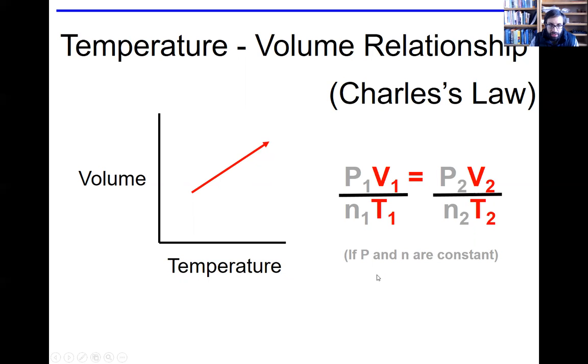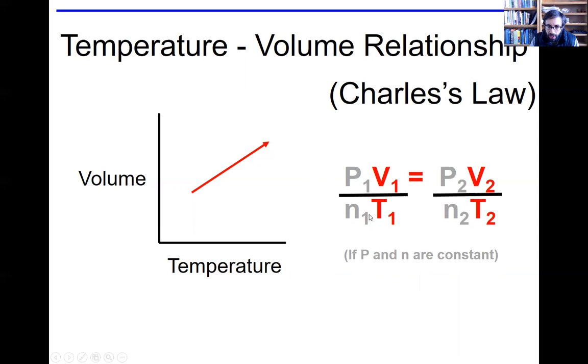And again, it's linearly related. So if you double the absolute temperature, now the temperature in Kelvin, not in Celsius or Fahrenheit, it has to be in Kelvin, the absolute temperature. And we'll talk about why in a bit. But if you double the absolute temperature, you'll double the volume. If you halve the volume, you will halve the temperature. Okay, linearly related. And again, it comes from this relationship.